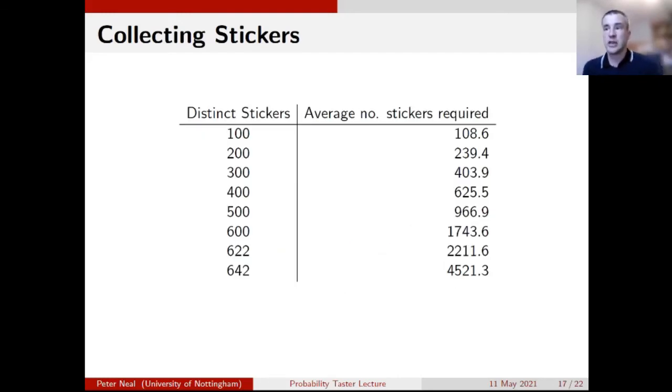And we can just list the averages, and what we can see is that to collect all the stickers requires, on average, us going out and buying over 4,500 stickers. And we can see that to get to just 100, we'll on average need less than 100, 109. By the time we get to 200, we'll have got probably on average about 40 duplicates, and so on.